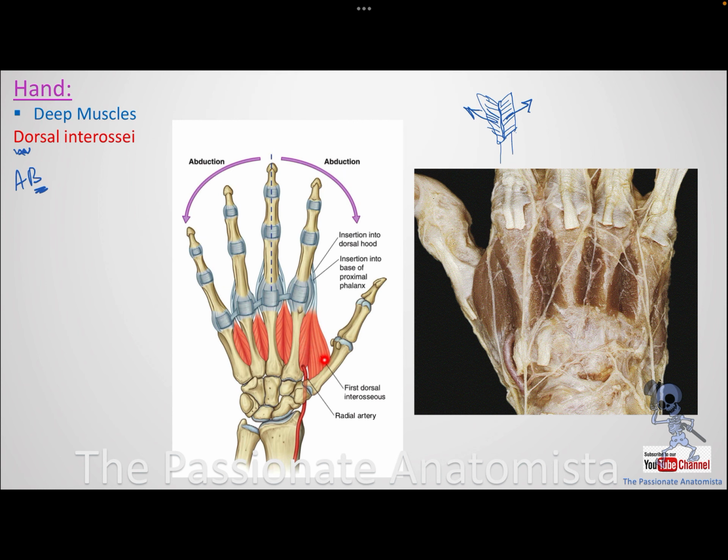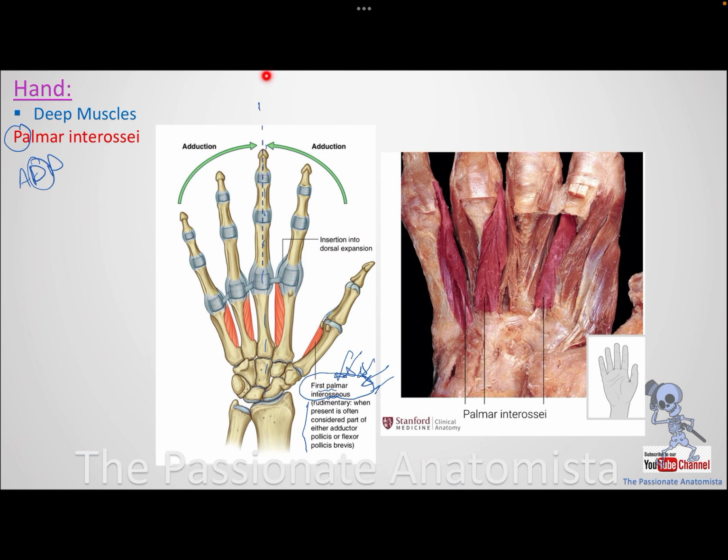Now remember, we had 4 dorsal because we have 4 fingers and we want to abduct them, and pollicis is out. Here, the middle finger does not need adduction. It's already in adduction. So we will have only 3 palmar interossei. This is one, and this is one. It's unipinnate, and it makes sense that it's unipinnate because it moves me toward the middle finger. So remember, we have 4 dorsal and only 3 palmar interossei.